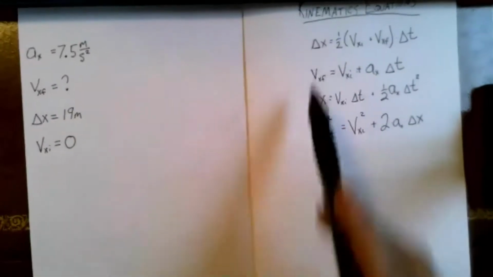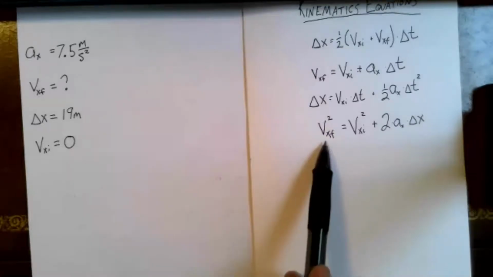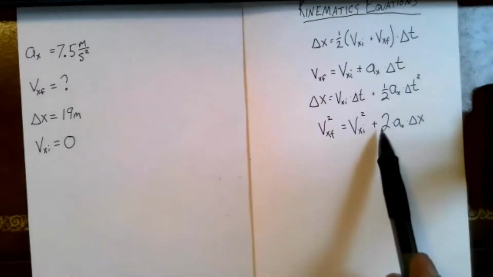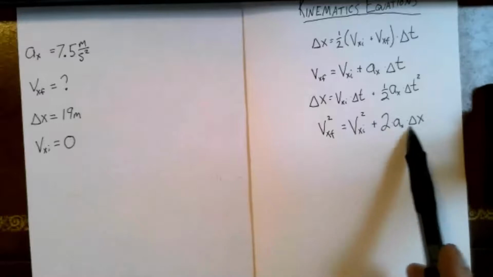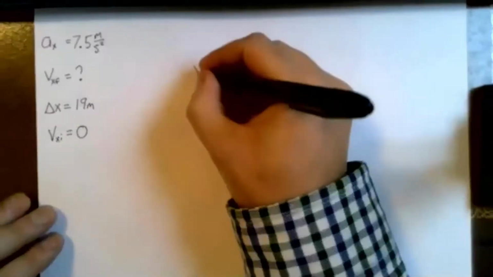So which of the big 4 equations are we going to need to use here? The last one, right? The one that's vxf squared equals vxi squared plus 2 a x times delta x. That's the only one that has those 4 symbols. So we'll copy that down over here.